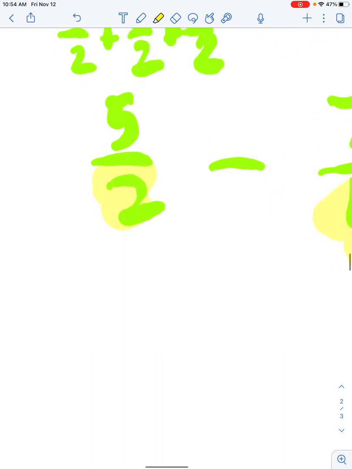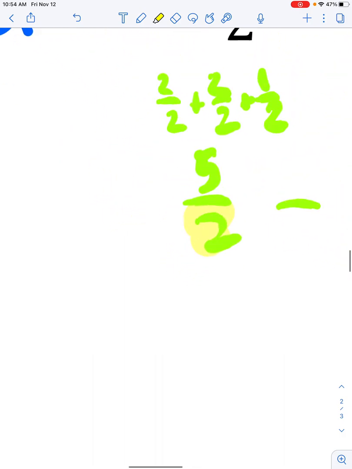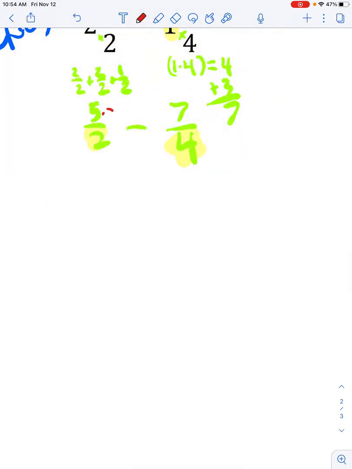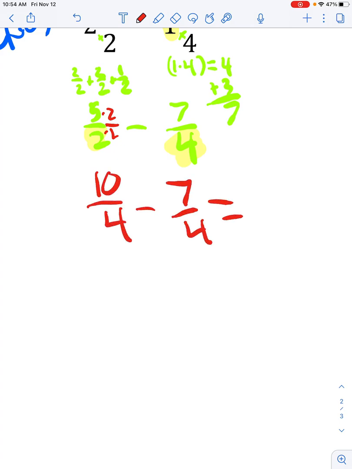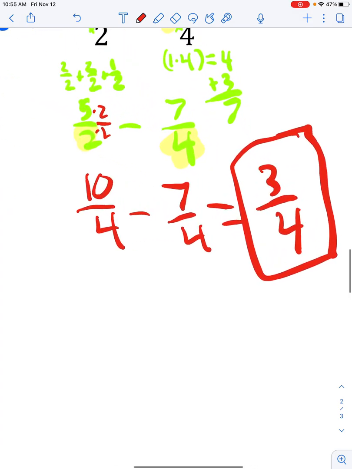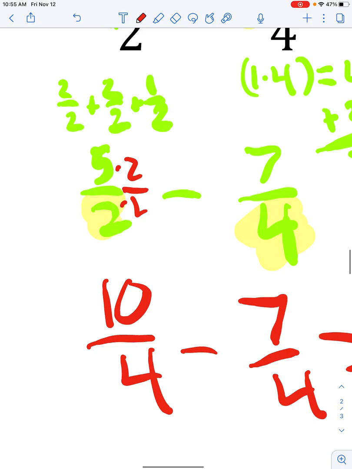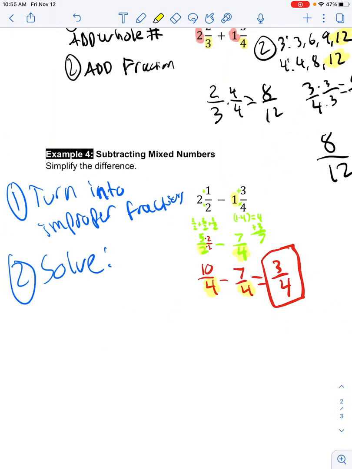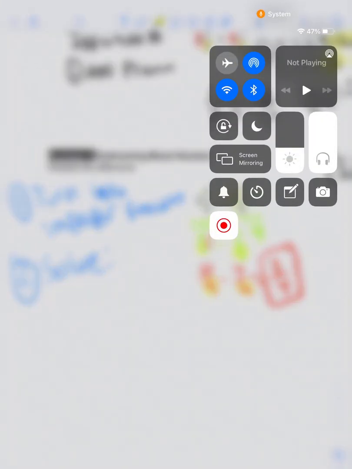So 5/2 minus 7/4. We do not have the same denominator. Luckily, we only have to change one of our numbers. We can change 5 over 2. I'm going to multiply the top and the bottom by 2 over 2. I get 10 over 4 minus 7 over 4, which gives 3 over 4. This one was nice because I only had to change one fraction to get the common denominator. Again, key idea: adding and subtracting fractions, you have to have a common denominator. Have to.